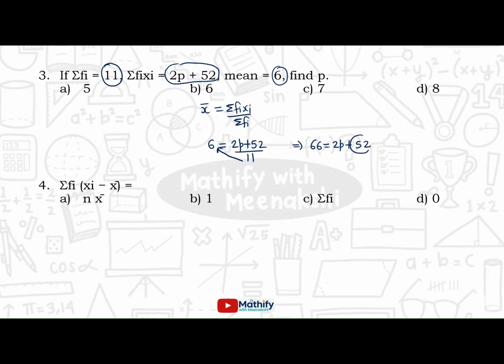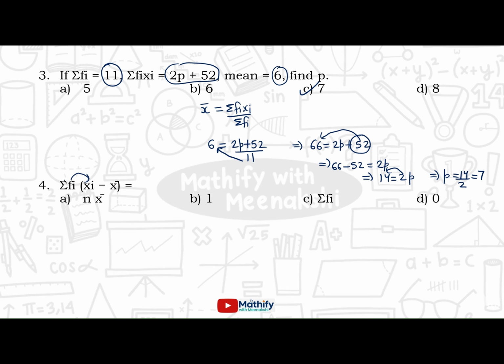Now you will transpose this 52 to that side. It becomes 66 minus 52 is equal to 2p. If you solve, you will get 14 is equal to 2p. And when you transpose 2 to that side, it becomes p is 14 by 2. That means it's 7. So correct answer is again C option. Let's move to fourth question.